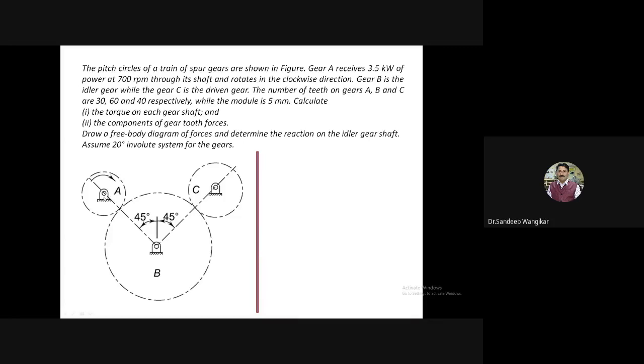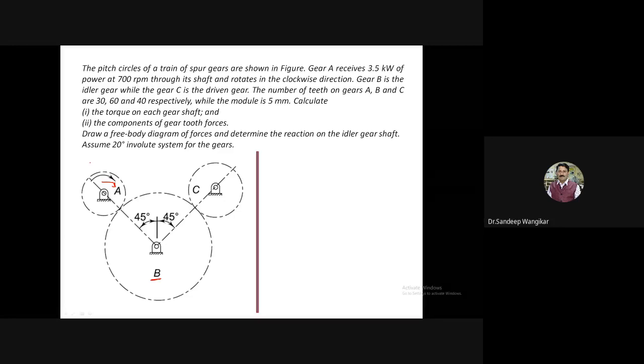So it is given in the figure also. It is rotating in clockwise direction. See here, the direction is given as clockwise. Then gear B is the idler gear. Very important. Gear B is the idler gear. It is not transmitting any power to its shaft. It is just taking from A and giving to C. Gear C is the driven gear. So this is the driver gear A and gear C is driven.